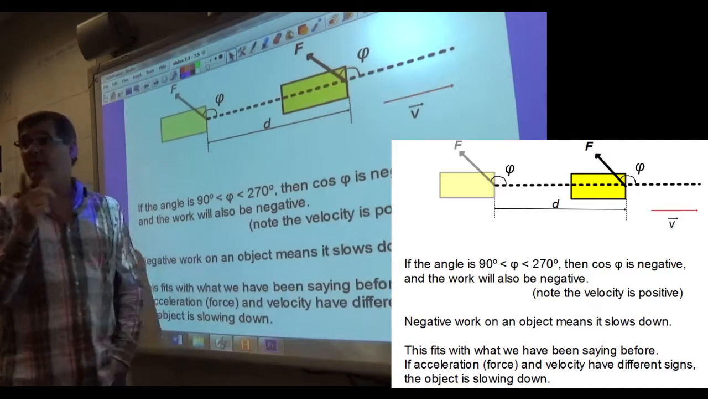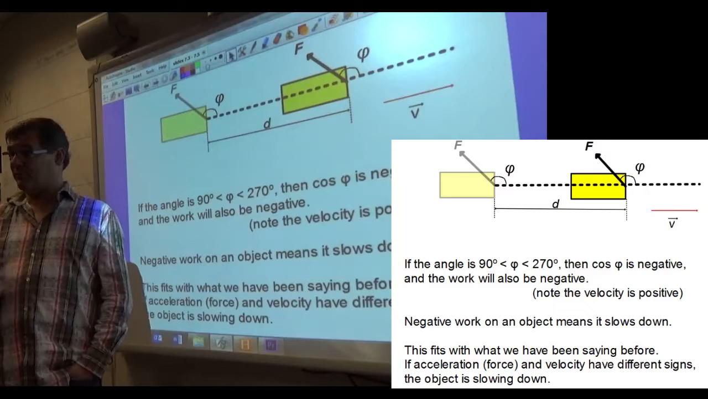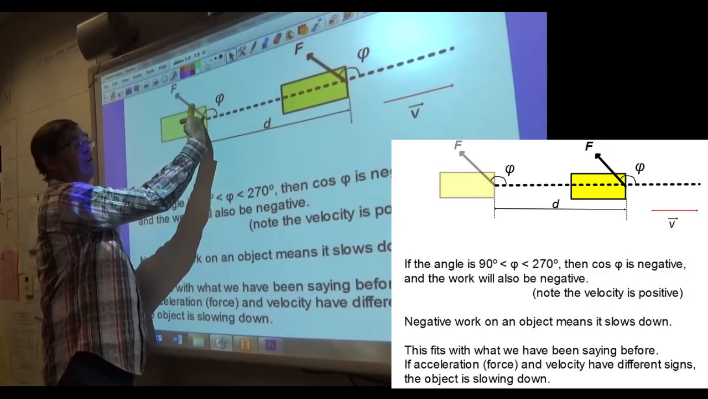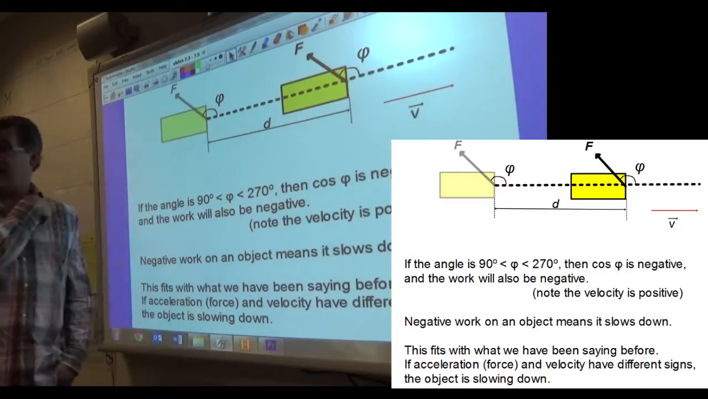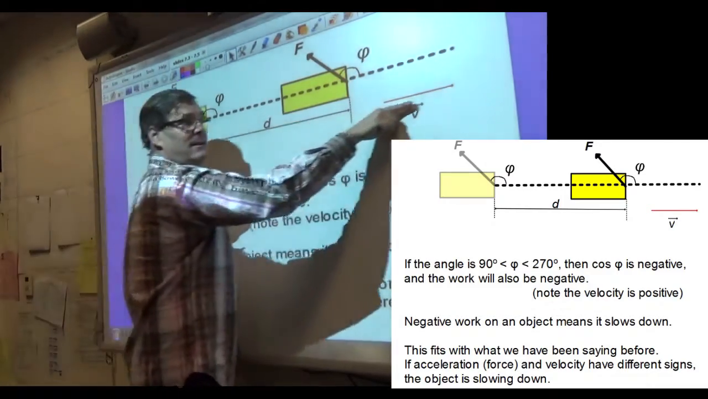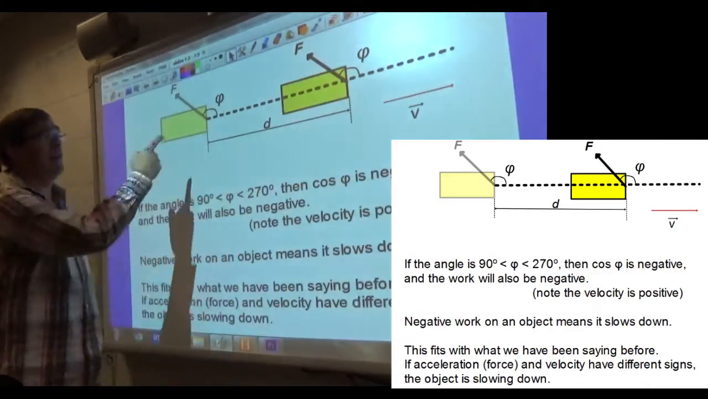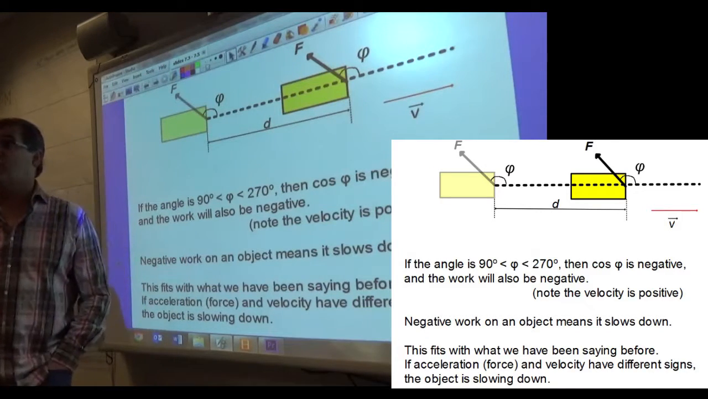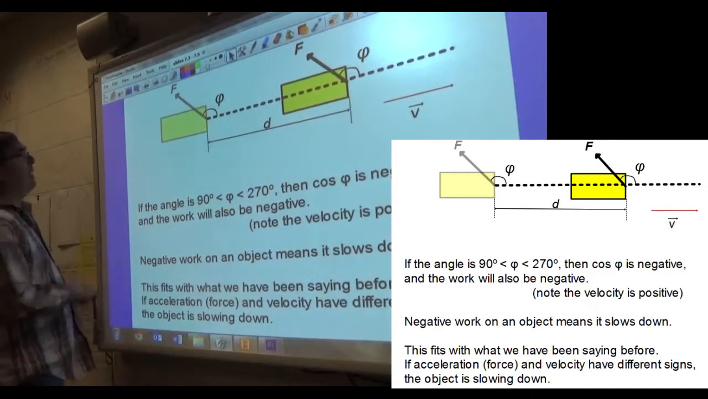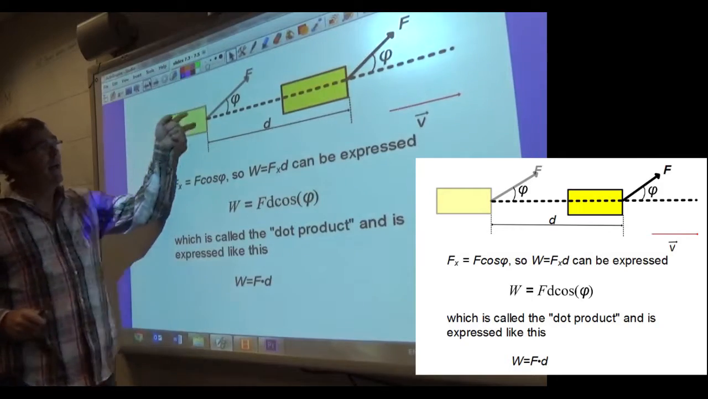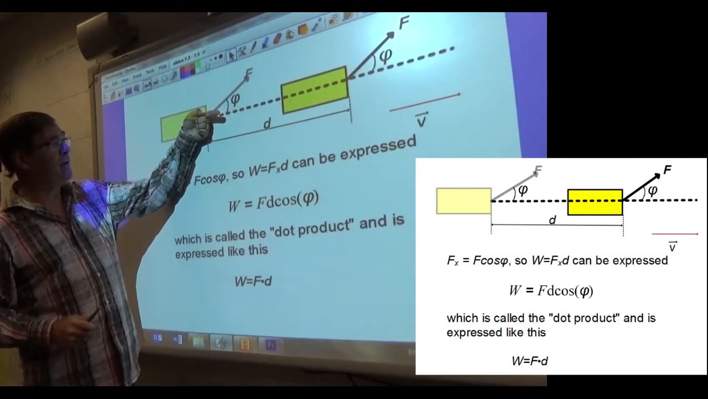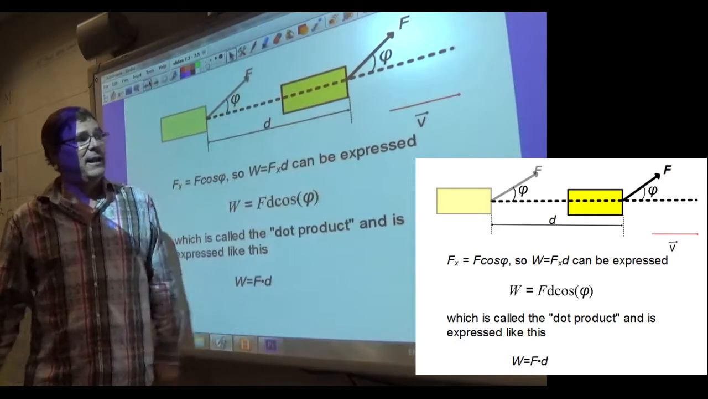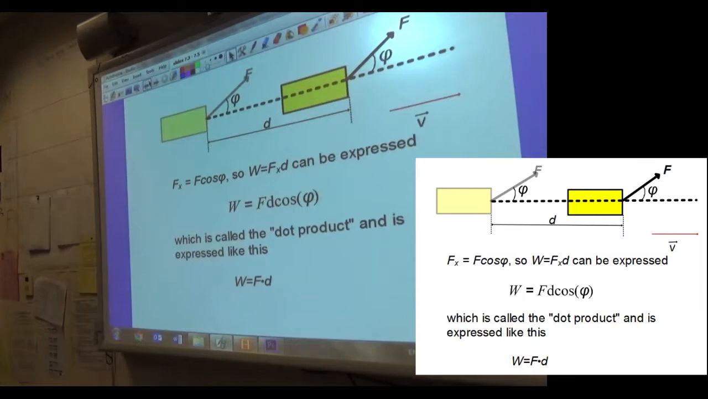Well, we know that acceleration is always in the same direction as the force. So if my force is in the negative x direction, my acceleration is in the negative x direction, but my velocity is in the positive x direction. So in this example, the block will be slowing down. In my previous example, this block will be speeding up because my x component of force is in the same direction as the velocity, and so the object will speed up.